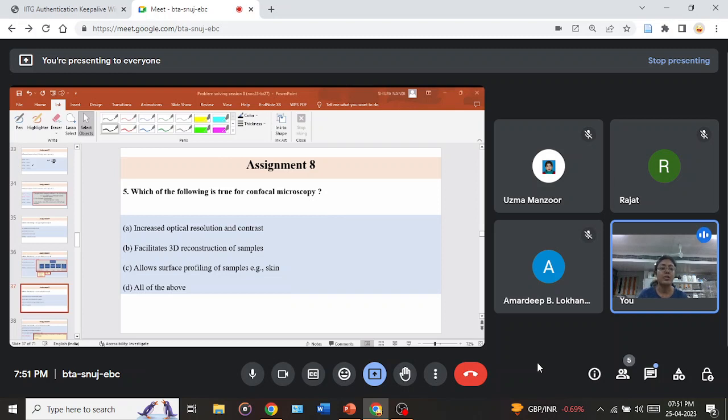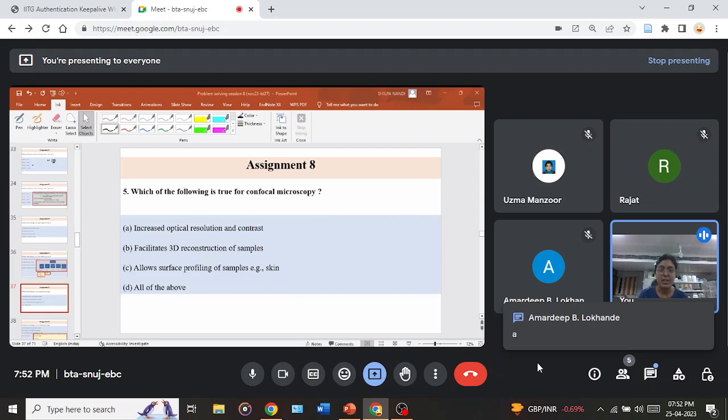So confocal microscopy again comes under optical microscopy, and you have to tell me which of these is actually true for confocal microscopy. Does it have increased optical resolution and contrast, and whether it facilitates 3D reconstruction of samples or not, or whether it allows surface profiling of the samples, for example skin, or is it all of the above?